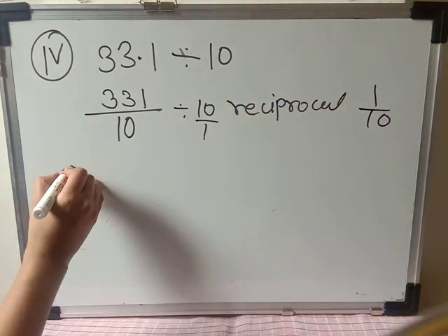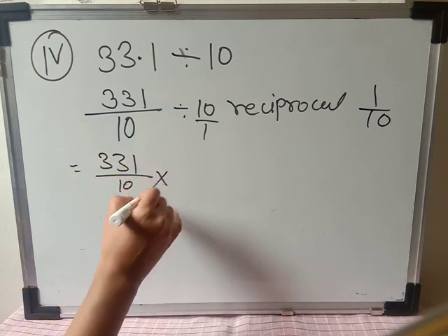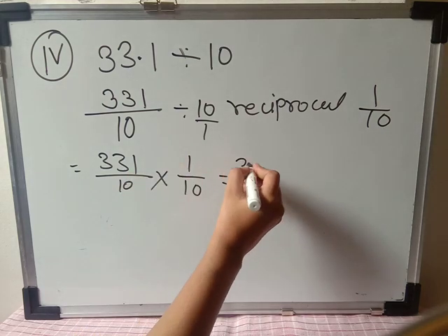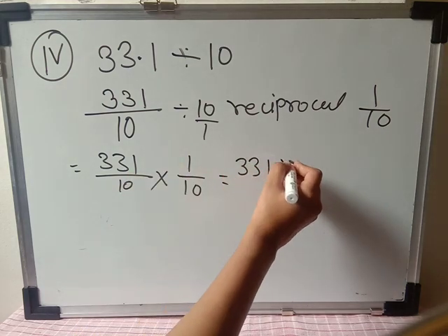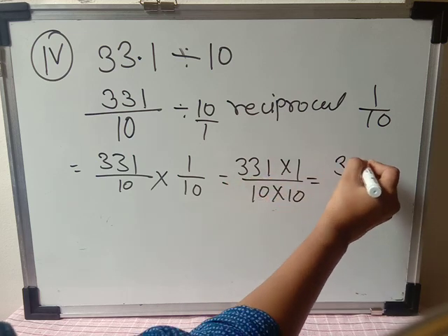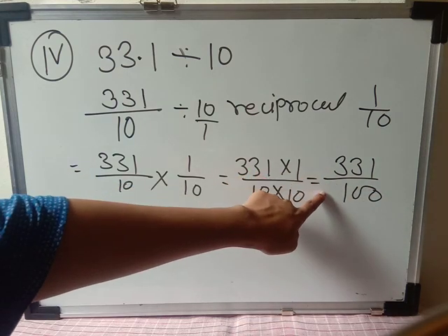Now we have taken the reciprocal, it means we have to change the sign, and that will be a multiplication sign. 1 upon 10. So just do the multiplication: 331 multiplied by 1, and 10 multiplied by 10, and here we'll get 331 divided by 100. So this thing we have done.